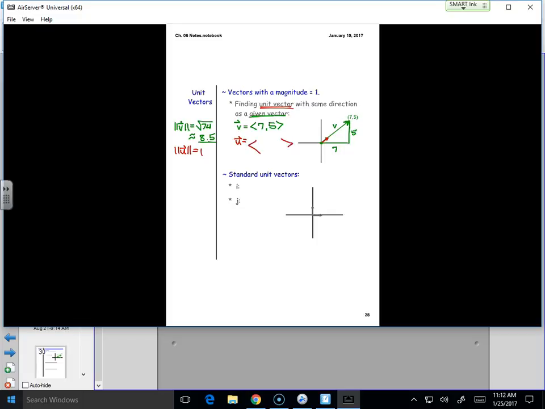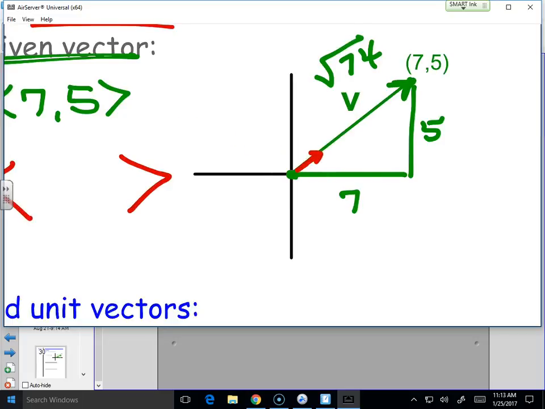So question, how do we scale this guy back? Proportion, exactly. How do we scale back root 74 to be instead the square root of 1? Square root of 1, that's lame, that's just 1. Okay, you ready for this? How do we get his components?